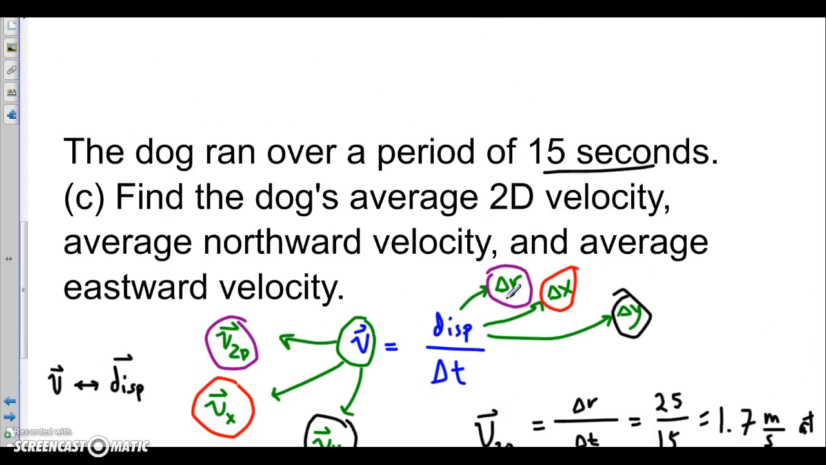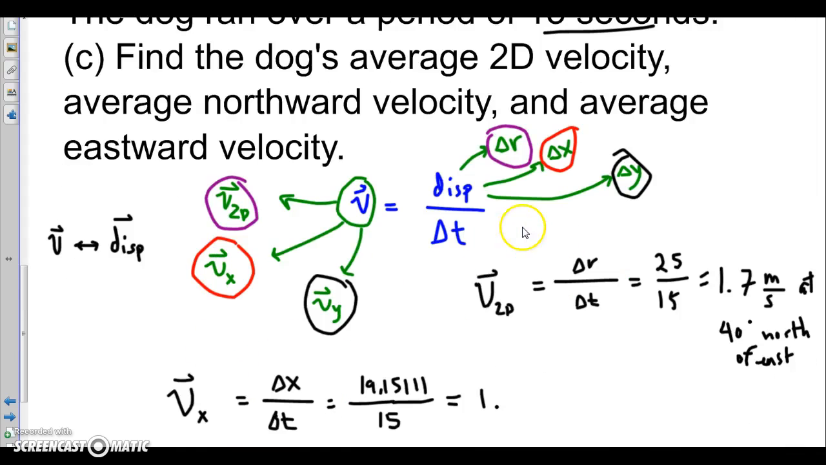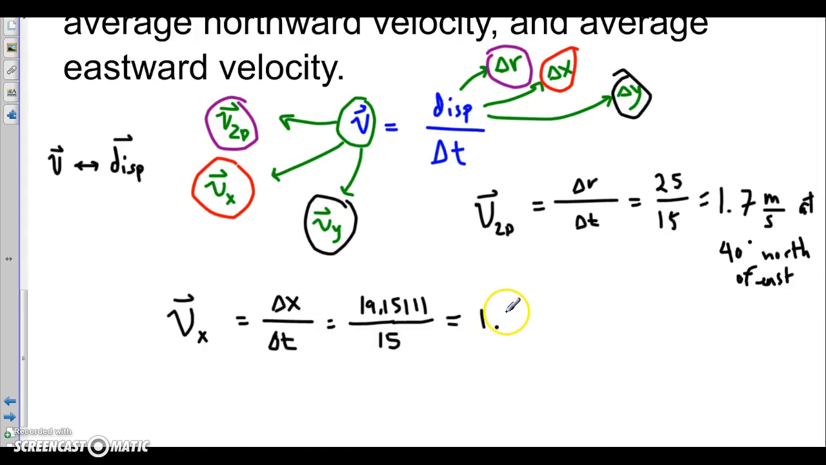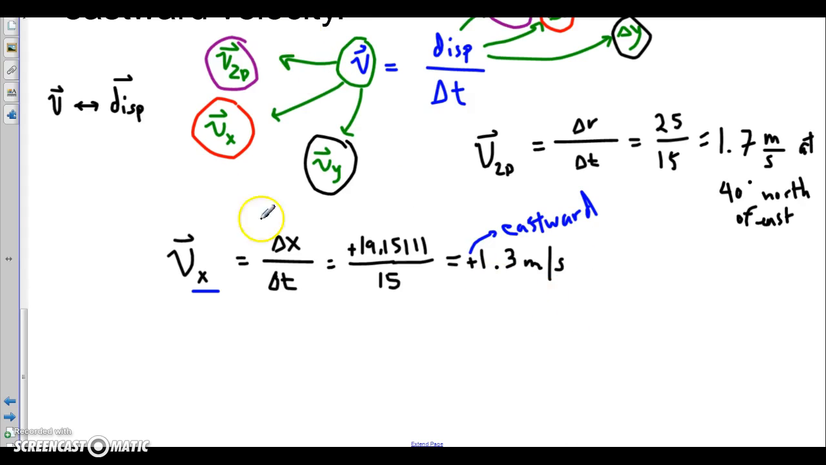How many sig figs did we have here? 15 seconds has 2 sig figs, so let me give it 2 sig figs. This was positive, and so this is also positive. This is x, remember, so the positive means eastward, because we're looking at the x-axis.